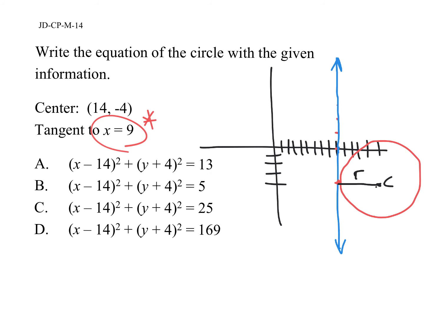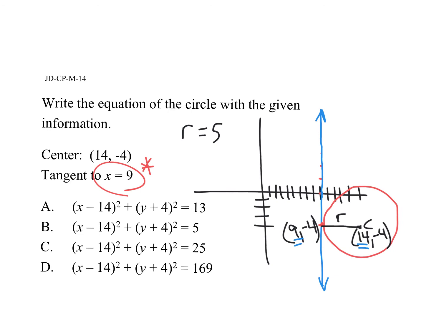Okay, so if the center was at 14, negative 4, and these are all x equals 9, this would be at 9, negative 4. What I'm really focusing on is the x values. The y values are the same because it's straight across from it. X values, if we went from 9 to 14, that's a difference of 5. So that tells me the radius is 5.